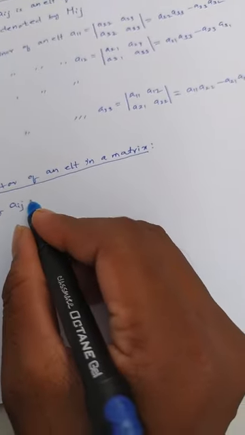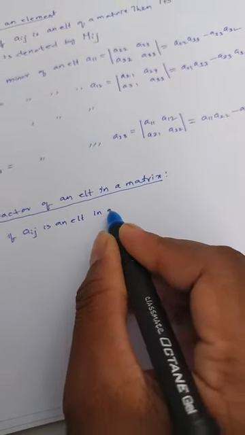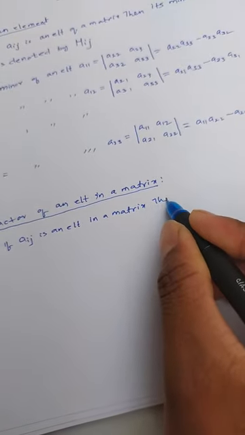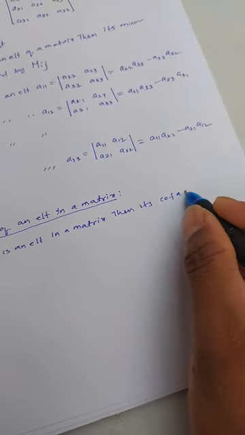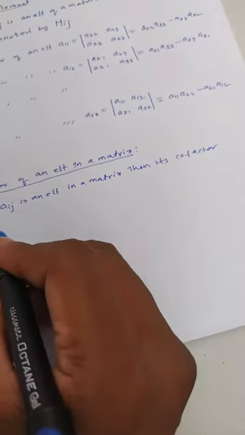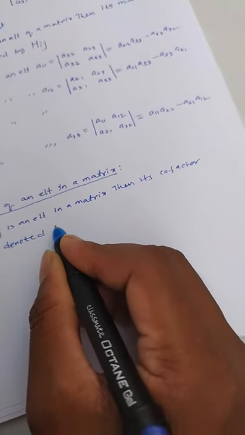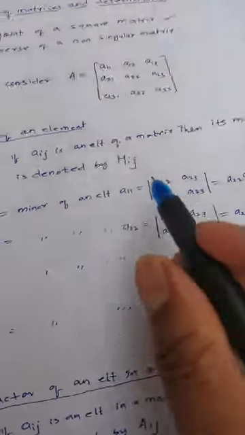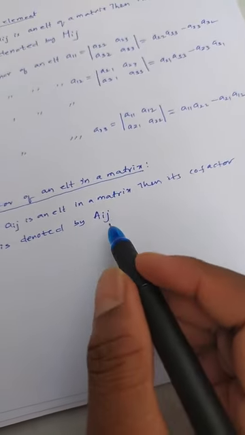If Aij is an element in a matrix, then its cofactor is denoted by capital Aij. So here the minor is denoted by capital Mij, and the cofactor of an element Aij is denoted by capital Aij.